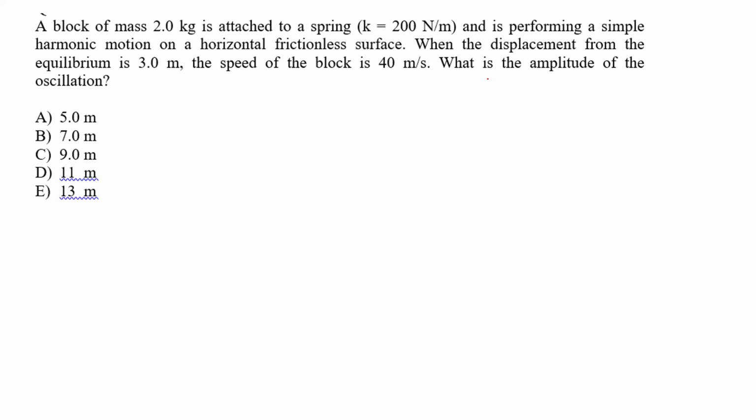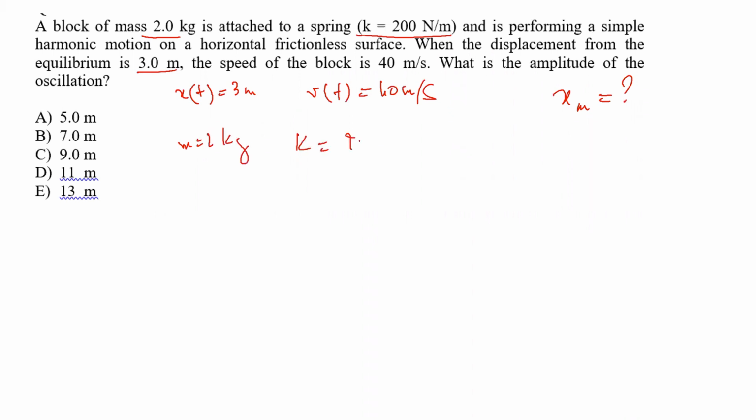Now, about this problem. I have a block of mass M attached to a spring K, performing a simple harmonic motion on a horizontal frictionless table. When the displacement from equilibrium is 3 meters, so x at this time is 3 meters, the speed v at this time is 40 meters per second. What is x max? And here I gave you m, 2 kilogram, and I gave you k, 200 Newton per meter.